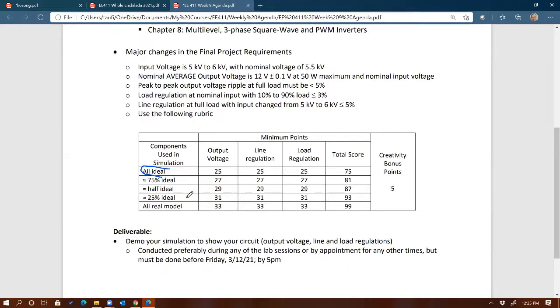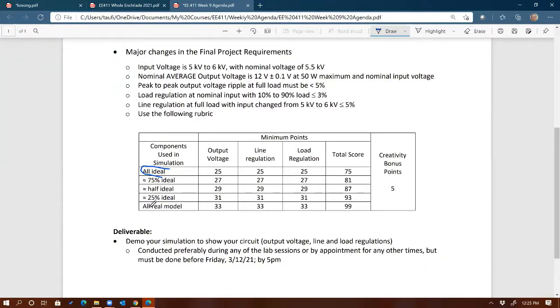25% ideal, meaning roughly 75% real model of the components, then you get 93 out of 100. Again, these are all minimum, okay. And then if all are real model of the components, if you use every single component to be a real model, then you get 99 out of 100. All right, again, these are all minimum.